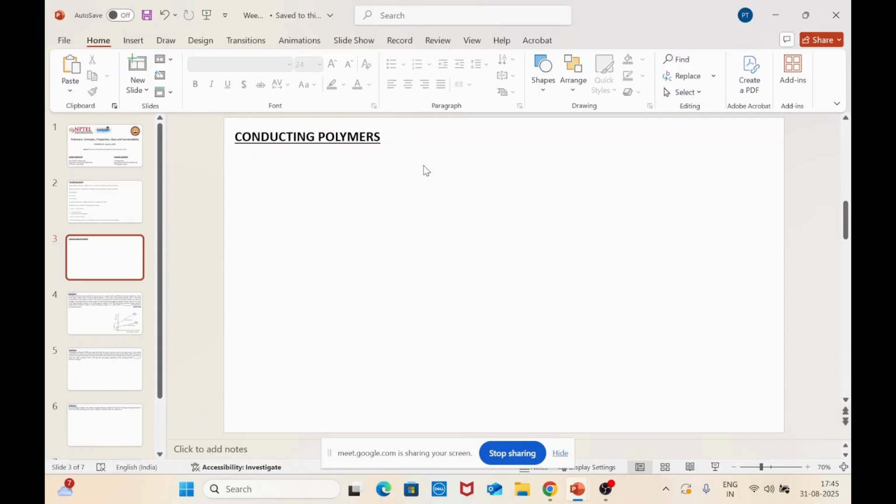Semiconductors usually come in between the conductor and the insulator. In the case of a semiconductor, as everyone knows, the valence and the conduction band are separated by a band gap. However, the band gap is small compared to that of an insulator. It is typically within the range of 2 to 3 electron volts, or something less than 4 electron volts.